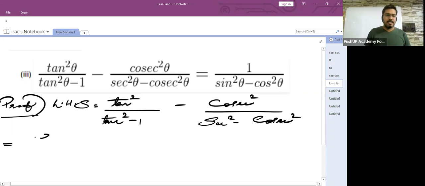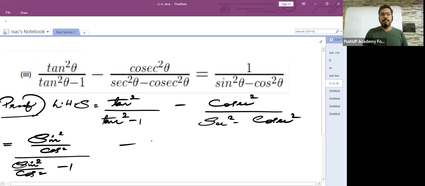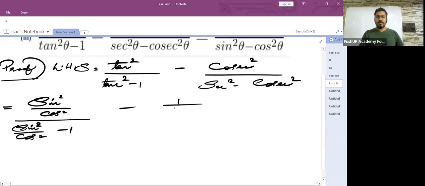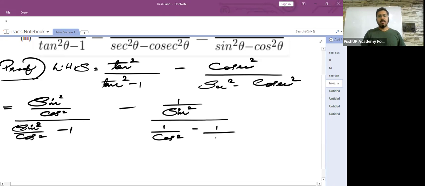Let's write tan square as sine square by cos square, divided by tan square again as sine square by cos square minus 1, minus cosec square, which is 1 upon sine square, divided by sec square, which is what? Anika, sec square is what? 1 by cos square, and cosec square is what? 1 upon sine square. Okay.